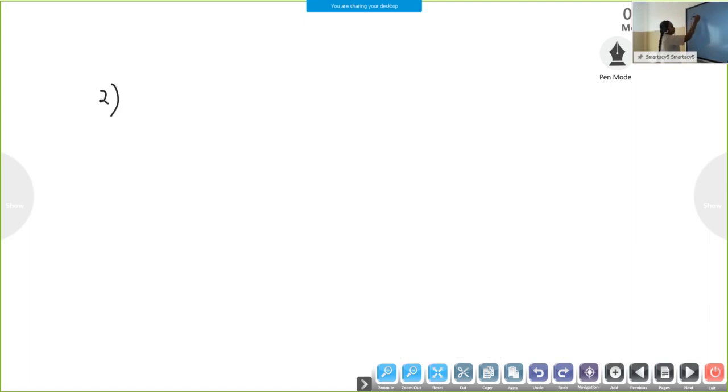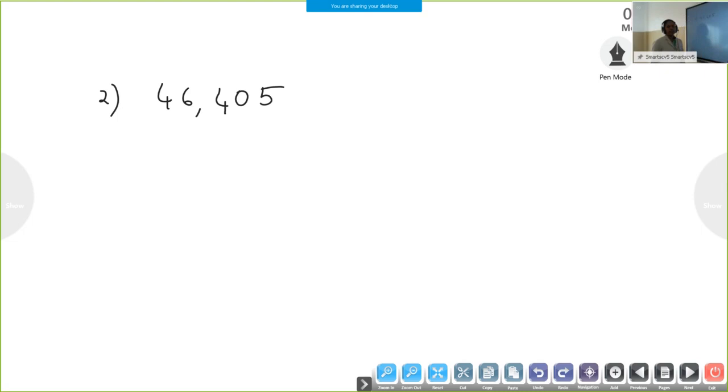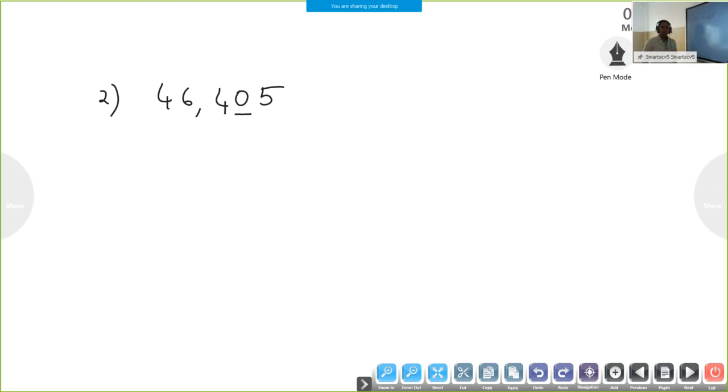Second one. Round off to the nearest 10. Round to the nearest 10, because we are learning only the tens place now. Round off to the nearest tens place. So what is the first step? The first step is you have to underline the digit in the tens place. Okay, then what do we have to do?